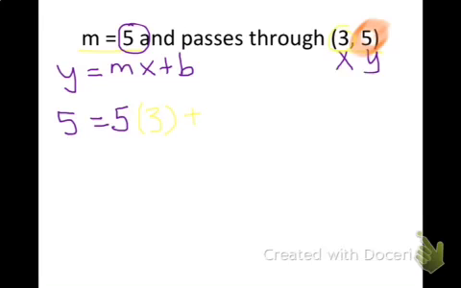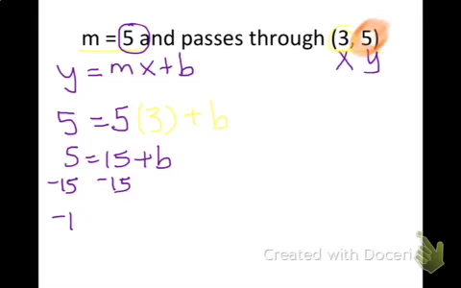And our b, we don't know. So the whole point of us doing this step is to find out what the y-intercept is. Because once we have the slope and the y-intercept, we can just do what we did for the last type of problem. So when we do that, we get 5 is equal to 15 plus b. And the last thing to do to get b by itself is to subtract 15 from both sides. So you get negative 10 is equal to b.